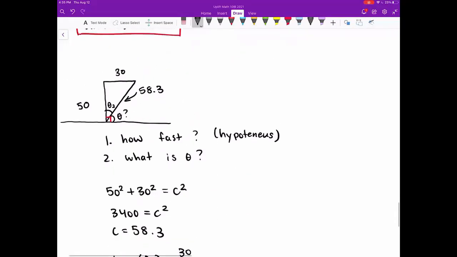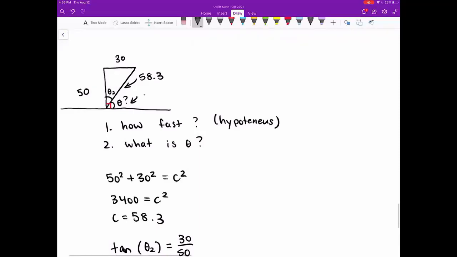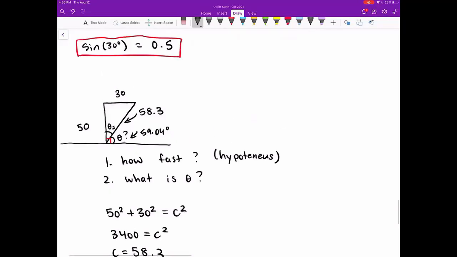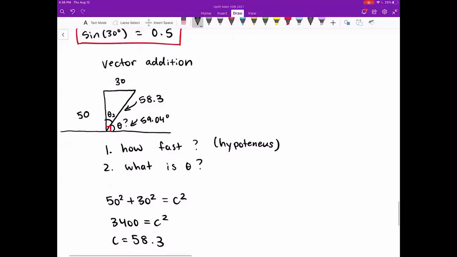If you're doing physics, or chemistry 20 and you're on the last unit, this will be vectors, so vector addition. Don't worry about the vectors part of it. Just know how to figure out the sides and angles of a triangle.